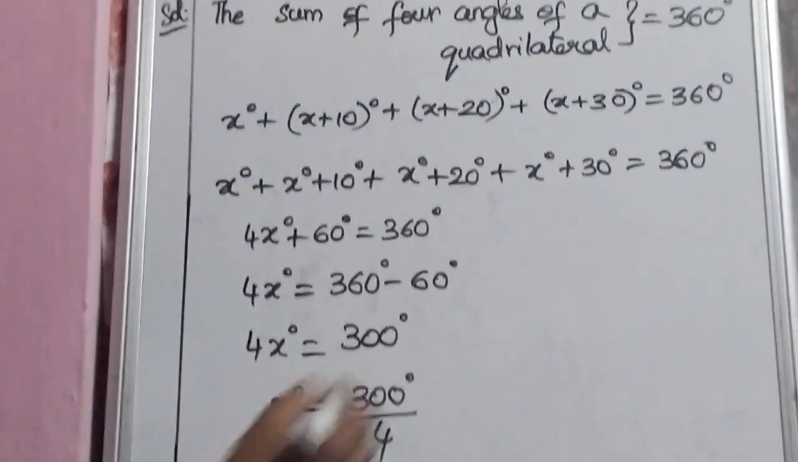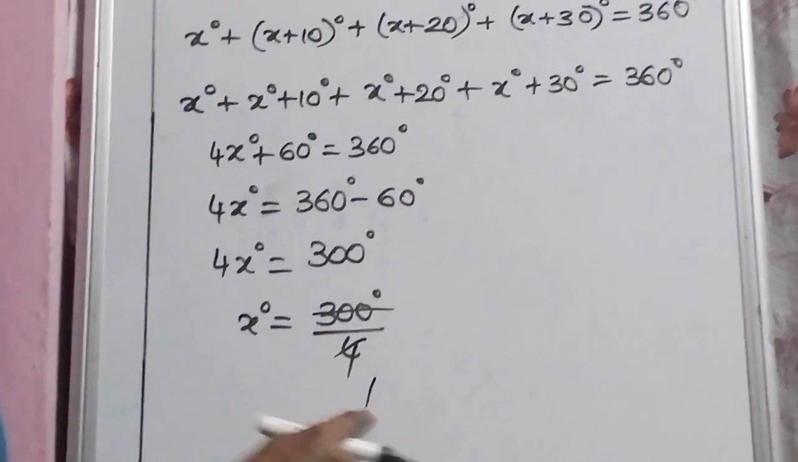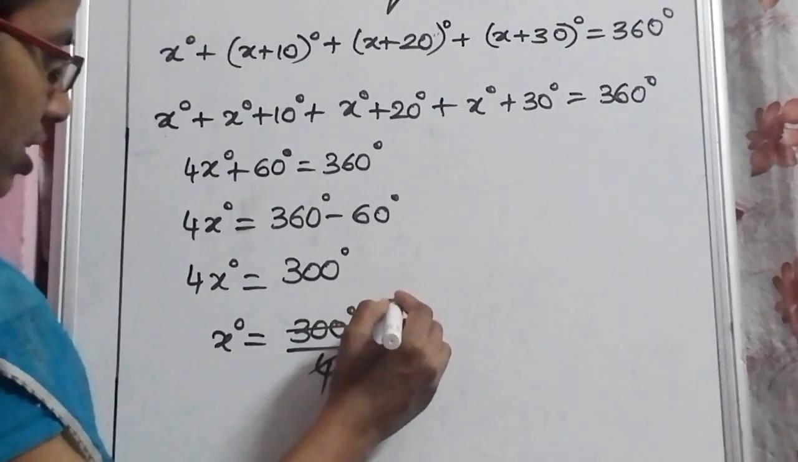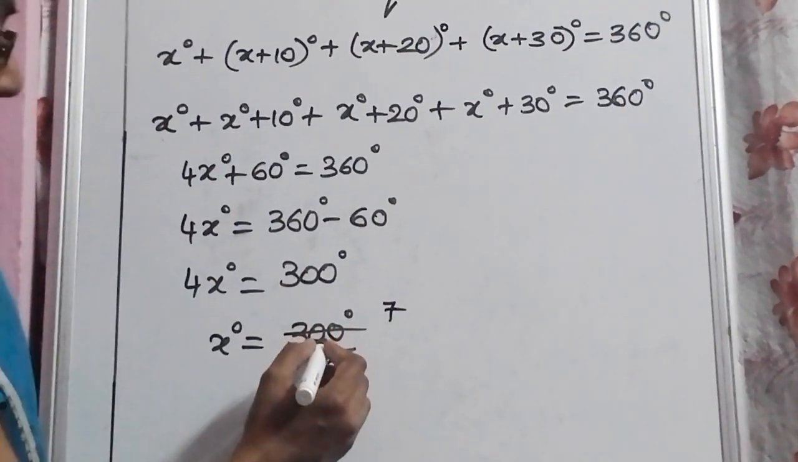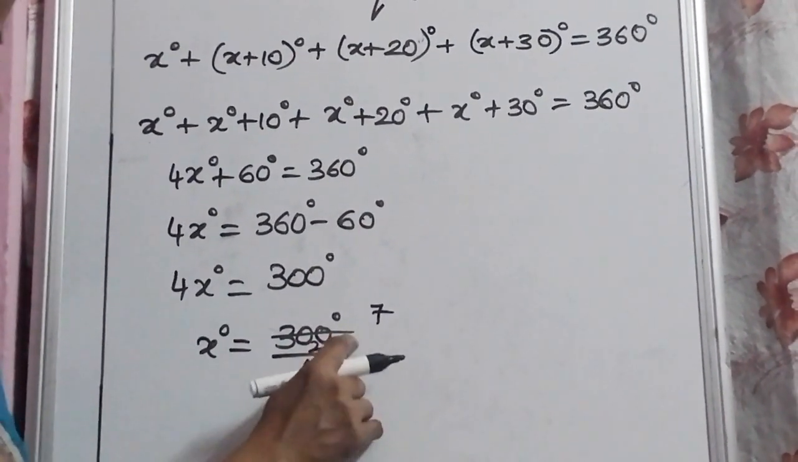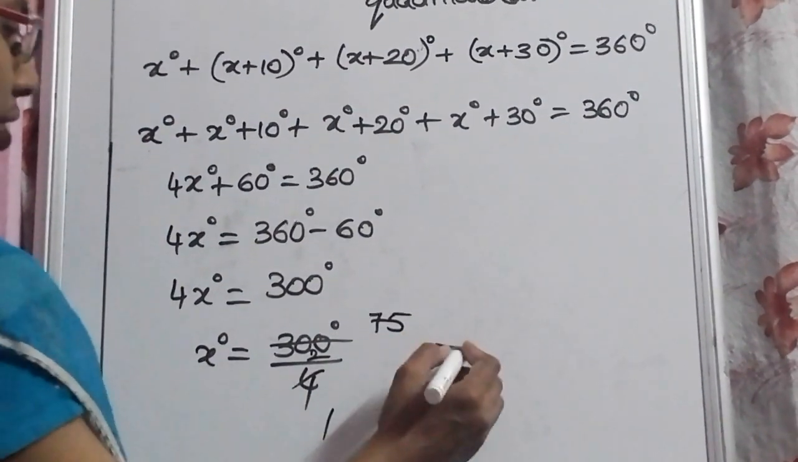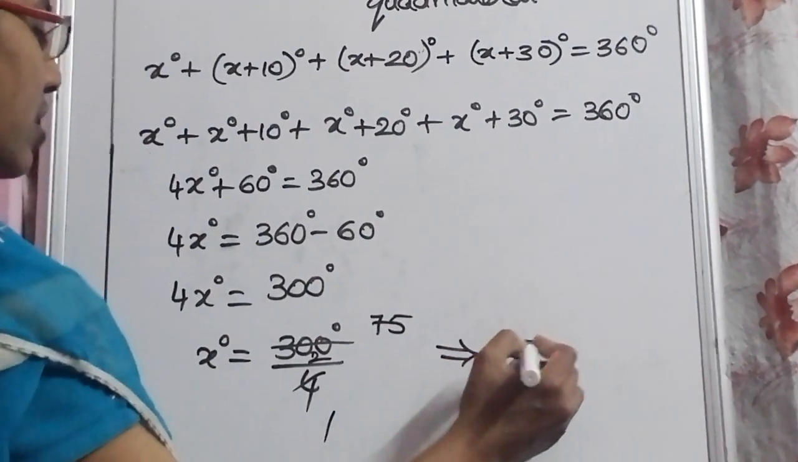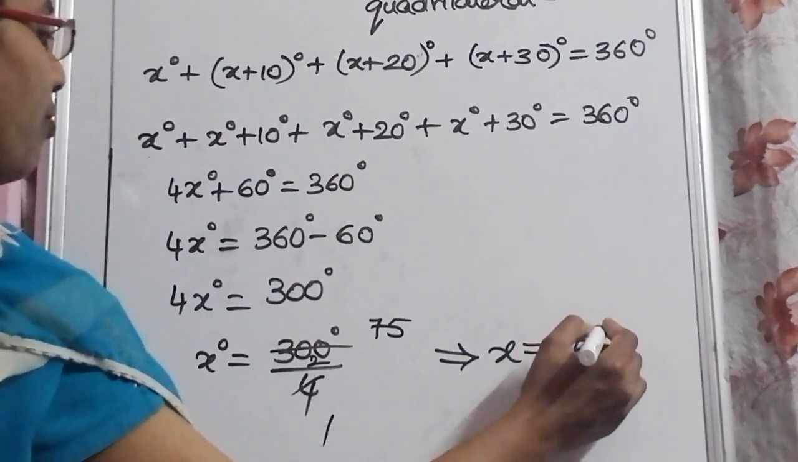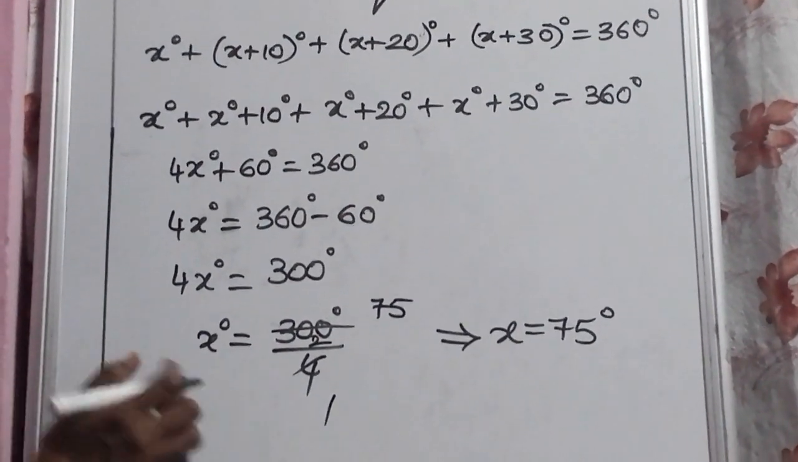300 divided by 4. Now let's cancel. 7 ones are 7, 4 ones are 4. 4 sevens are 28. How much is left? 2. 20. 4 table, when will you get 20? 4 5s are 20. So you got the value of x as 75 degrees. So now let us write.